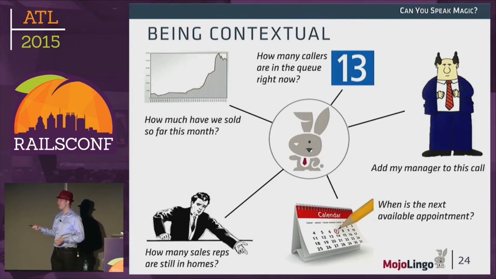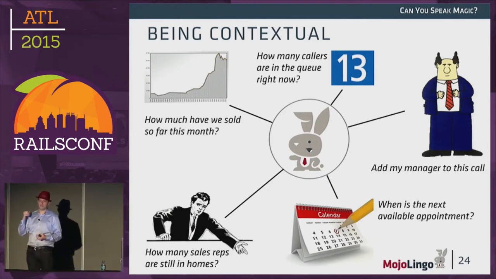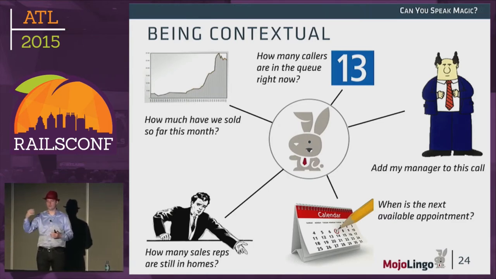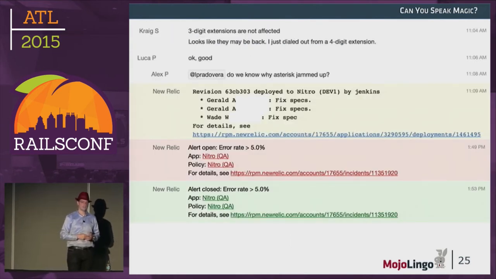I like the one that says, add my manager to this call, because it implies not only that the manager can be easily added to an existing conversation, but the business relationship is understood by the application. So if I make a request and say, my manager, the application knows who I am, who my manager is, knows how to reach my manager, and then actually adds them to the conversation. You can see this in text as well.